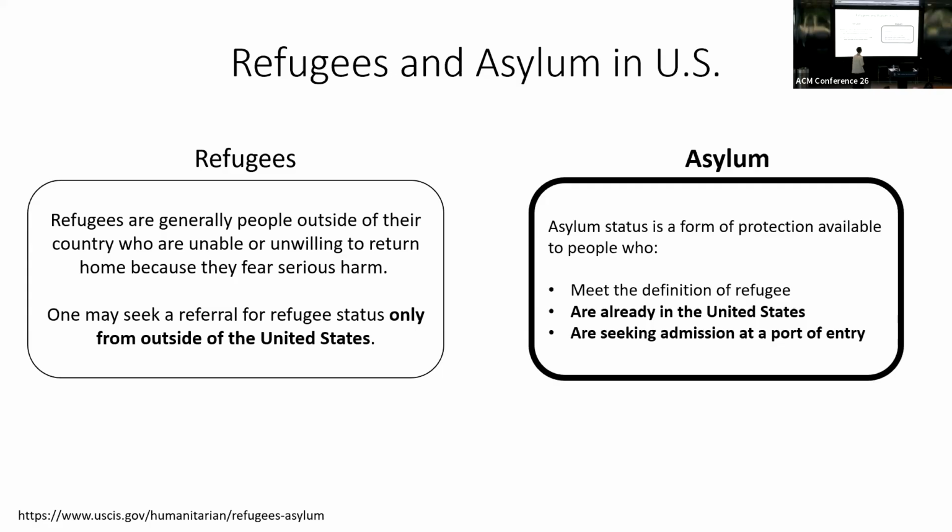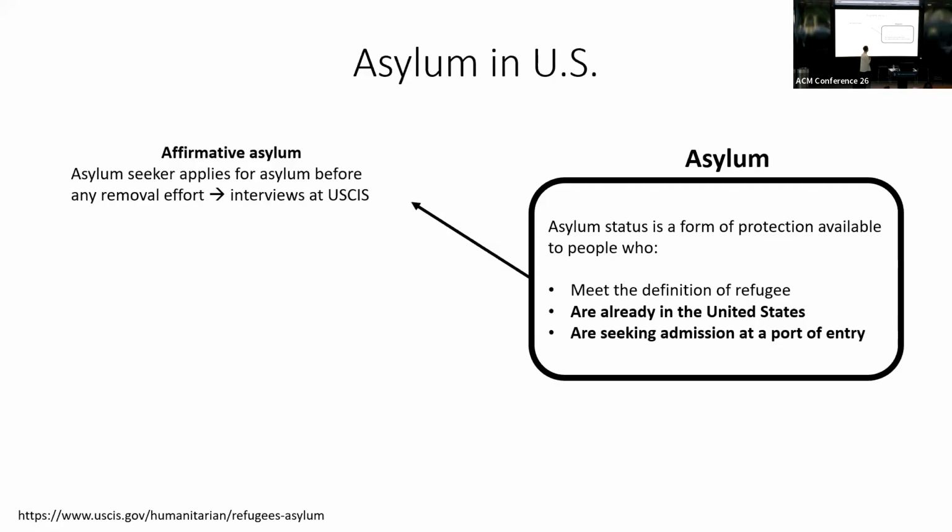In particular, asylum status is a form of protection available to people who meet the definition of refugee, but who are currently within the United States or are seeking admission at a port of entry. To get asylum, there are two ways. The first way is through affirmative asylum, where an asylum seeker applies for asylum before there is any removal effort by the government. So the asylum seeker needs to submit an application to USCIS and get an interview with them.